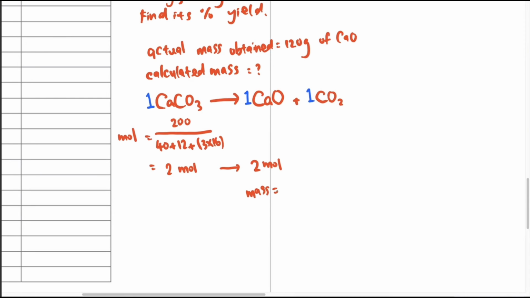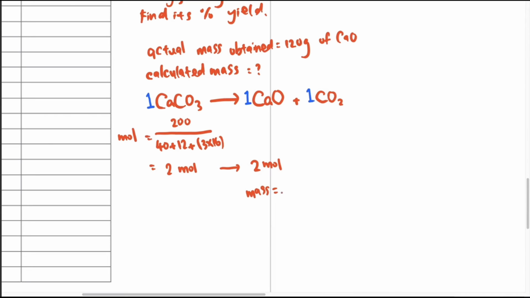Sir, can you repeat how you get 2 moles for calcium oxide? Okay. The way to get 2 mole of calcium oxide is by using ratio. You see the ratio here is 1 to 1. 1 to 1 means same. Okay, sir. Understand.